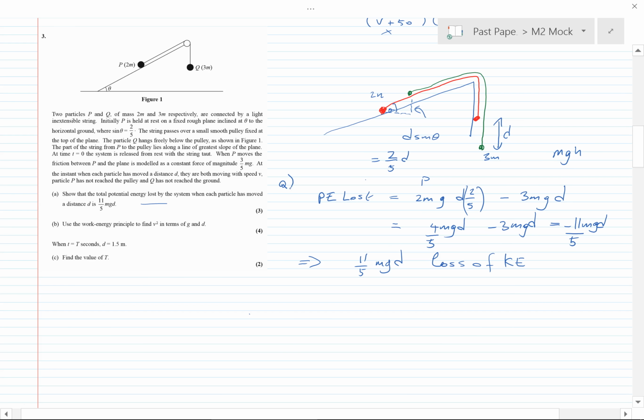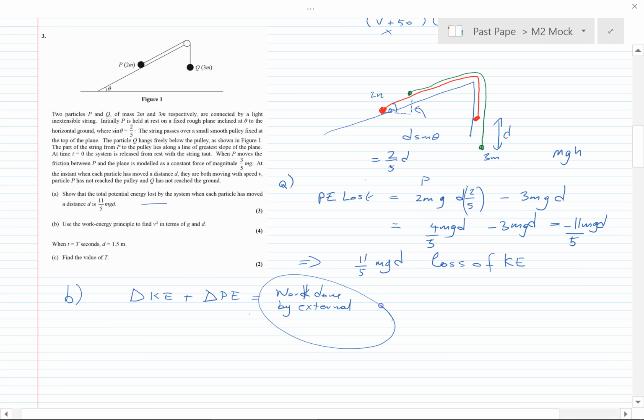Part B, with these more involved questions, people seem to have their own different ways of doing this, but I always think it's a nice formula to work on here. Work done by an external force is equal to the change in mechanical energy. In other words, the change in kinetic energy plus the change in potential energy.